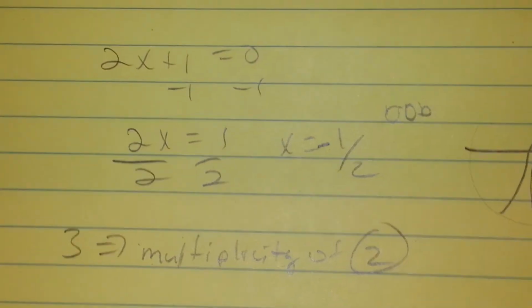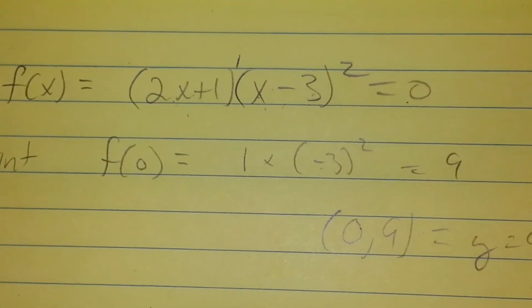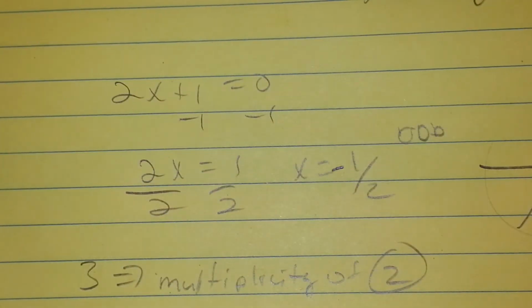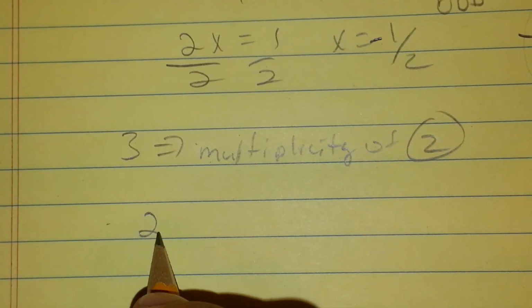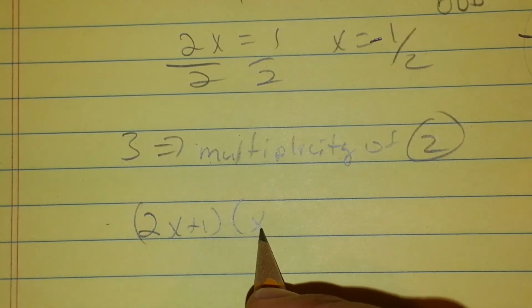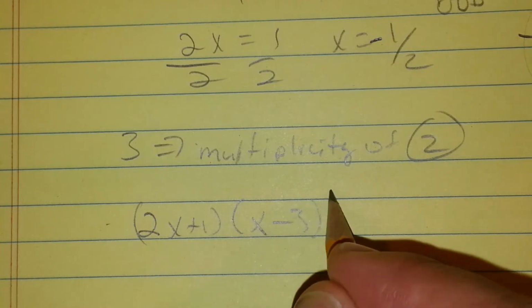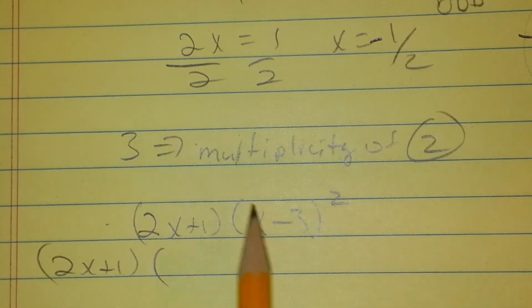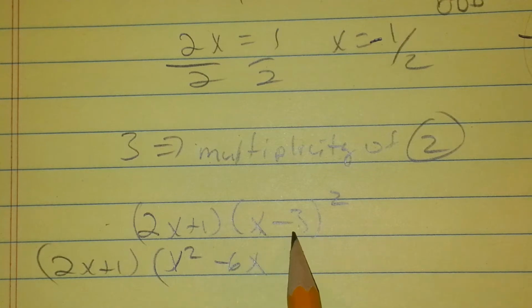One thing you need to do when you analyze this graph is take this again and multiply it out. I'm going to rewrite this: 2x plus 1 times x minus 3 squared. Remember that's x squared, and my middle term will be 2 times negative 3 times x, that's minus 6x, and this negative 3 squared is plus 9.